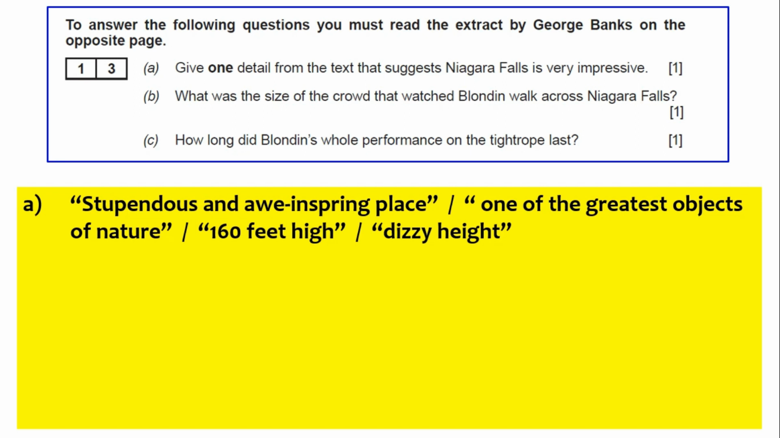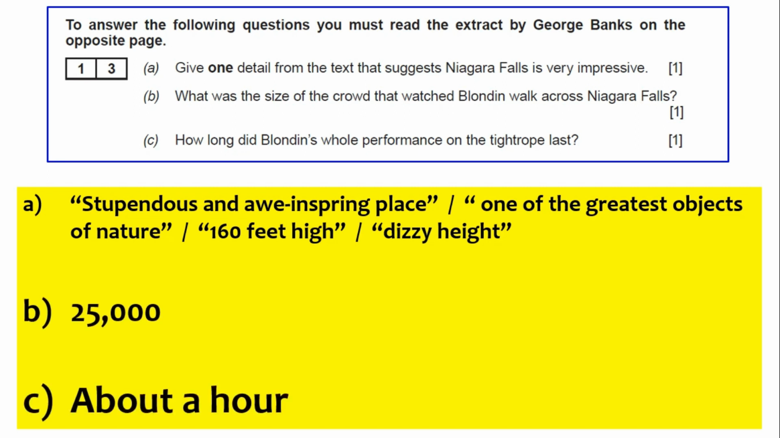Remember, I'm not putting huge quotes. I'm not copying out a whole sentence or two sentences. I'm just picking out the quote that is very impressive. What was the size of the crowd? 25,000. How long did this performance last? About an hour. That's from the text. There you go. Pretty simple question, a pretty simple answer, and give yourself 3 or 4 minutes. Hopefully you get the 3 marks.